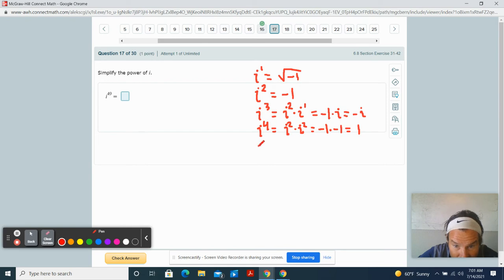Let's keep on going. Let's see how strange it gets. i to the fifth. Well, i to the fifth is i to the fourth times i. Well, the step above, i to the fourth, is equal to 1. So this is just 1 times i. 1 times i is i.